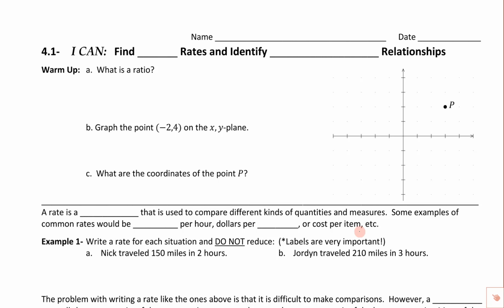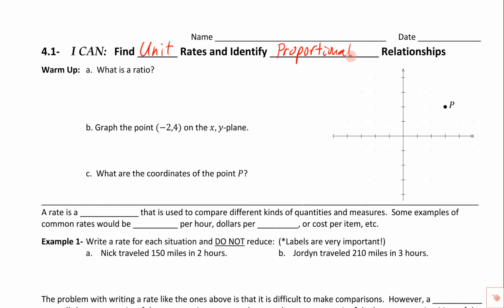Well, we're on to another unit and a new idea. So the I can statement for section 4.1 is I can find unit rates, right? The word unit right there, and identify proportional relationships. So we're going to write the word proportional relationships.